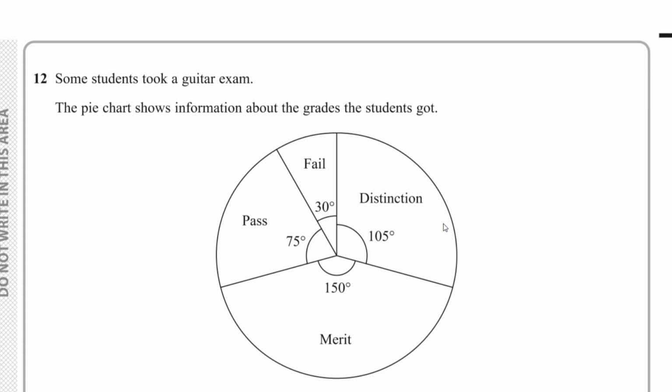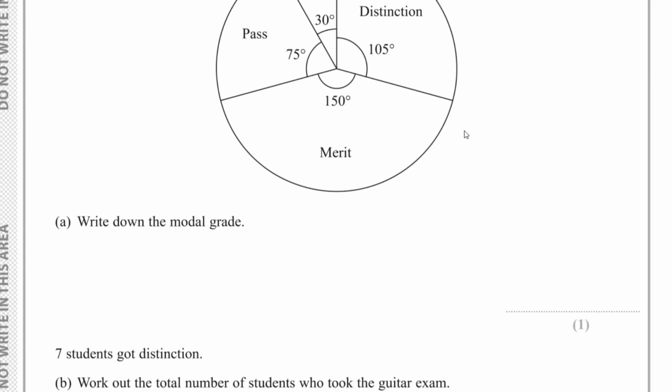Question number 12. Some students took a guitar exam. The pie chart shows information about the grades the students got: distinction, merit, pass or fail. Part A, we have to write down the modal grade. The modal grade represents the most common. That's the one with the largest angle, which is merit.